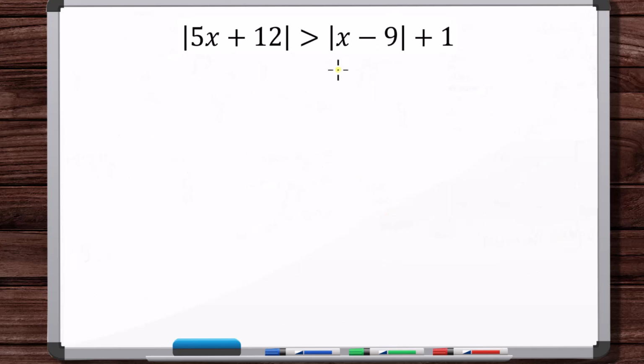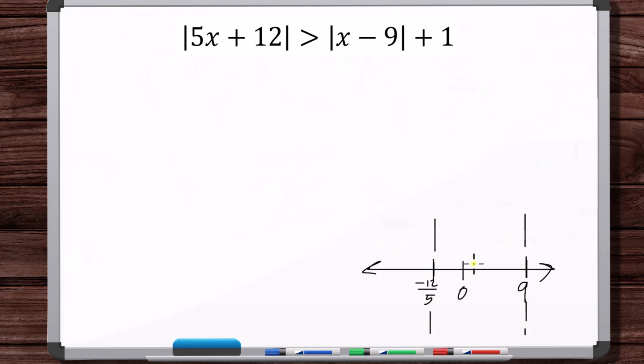Okay, we can't simplify this anymore. So now we've got these two absolute values, and what's inside the absolute values is equal to 0 at x equals 9, and at x equals minus 12/5. Okay, so we've got these three different regions here.